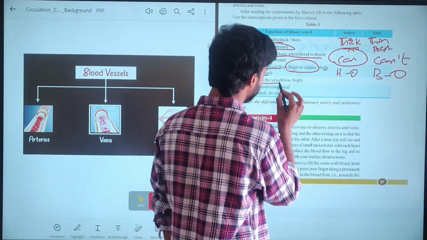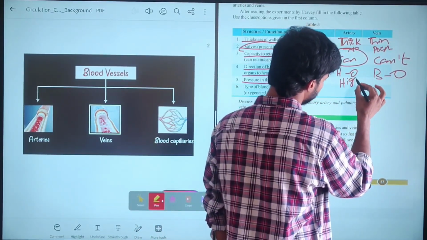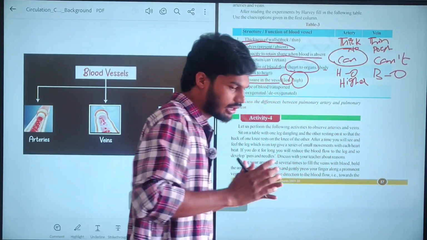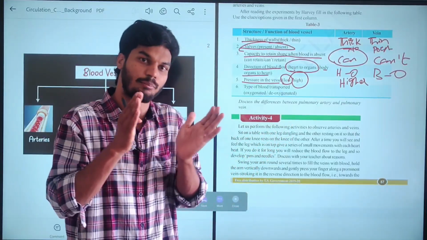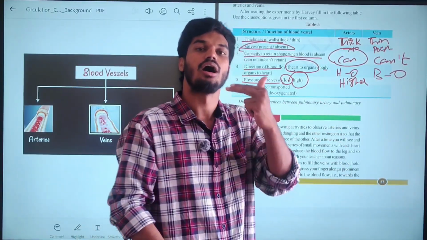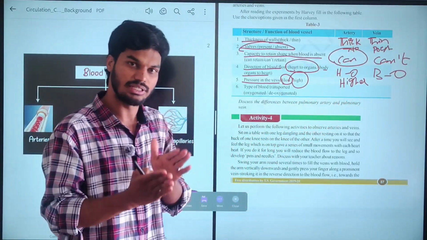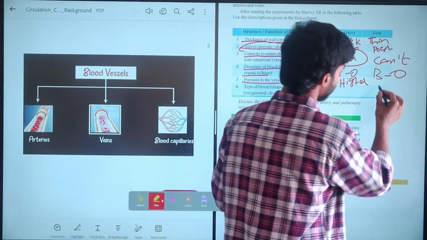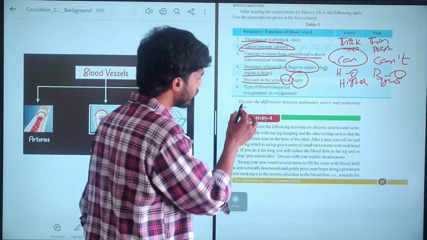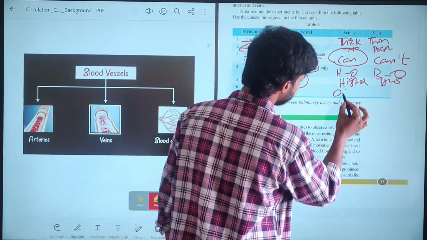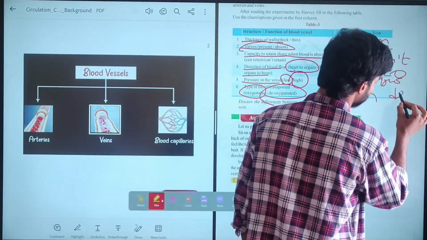Next, pressure in the blood vessels. Which is low, which is higher? It is higher in arteries because the blood is coming from the heart. During the contraction and relaxation, the heart pumps blood, and due to this pressure the blood travels all over the body parts. Clear? So the pressure is high in arteries and low in veins. Next, the type of blood transported. Arteries transport oxygenated blood, and veins transport deoxygenated blood.